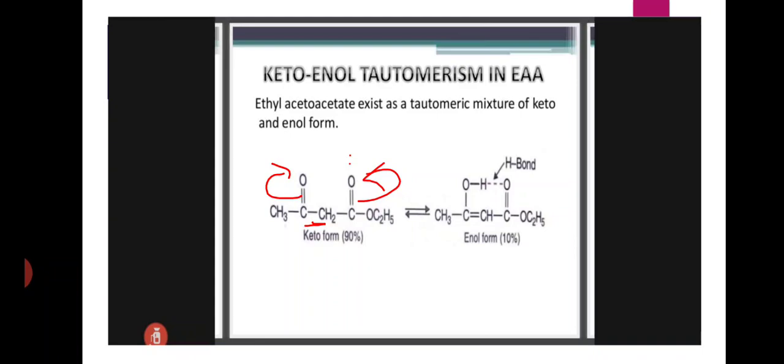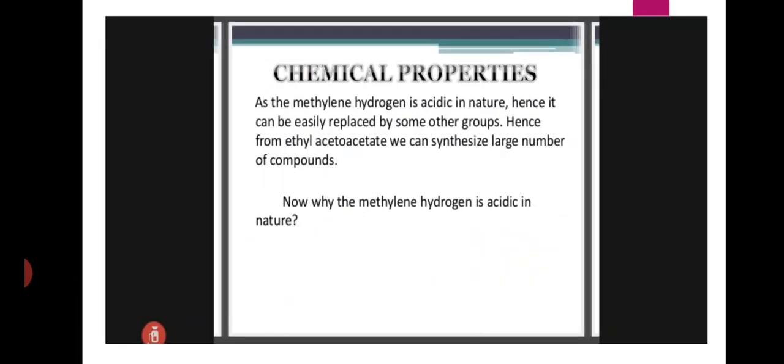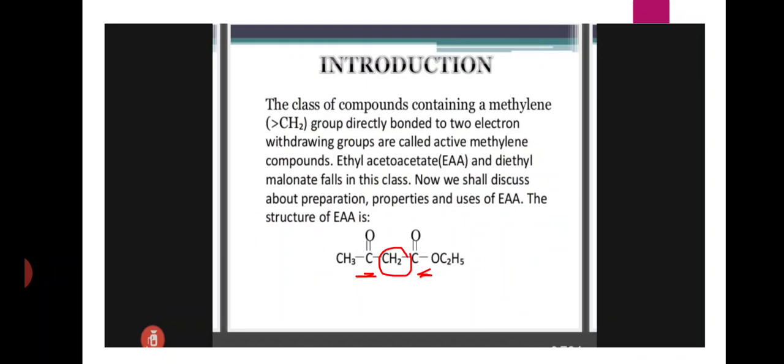Okay, students, this is about today's session. Once again, we will discuss briefly. Today's topic is ethyl acetoacetate. The class of compounds containing a methylene group directly bonded to two electron withdrawing groups are called active methylene compounds. Active methylene compound means the methylene group present between two electron withdrawing groups is called an active methylene group. Active methylene group containing compounds are ethyl acetoacetate and malonic ester. So here we are discussing ethyl acetoacetate.